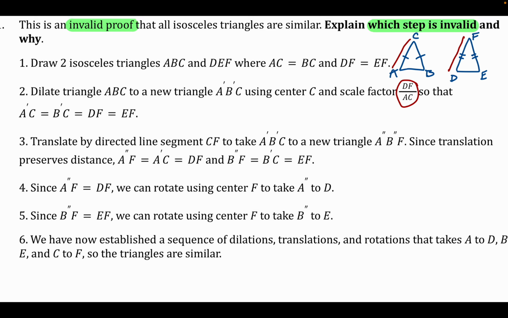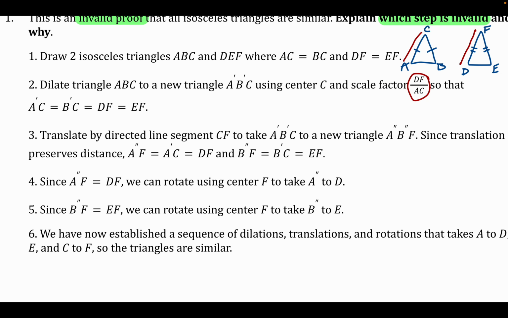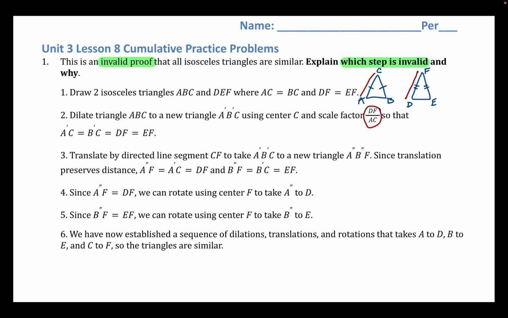Since B double prime F is equal to EF, we can rotate using center F to take B double prime to E. Okay. Well, yeah, you can do that. You can rotate B double prime F to EF, and that would take B double prime to E. That's true. So, okay, now let's read step 6.